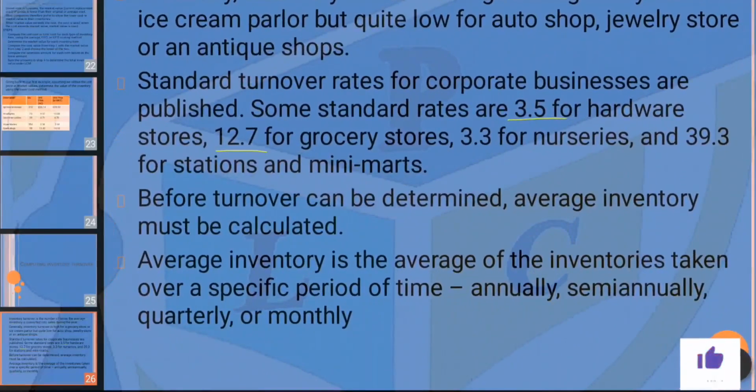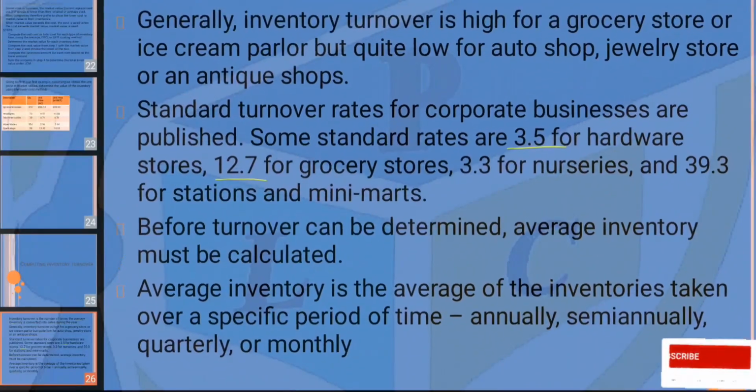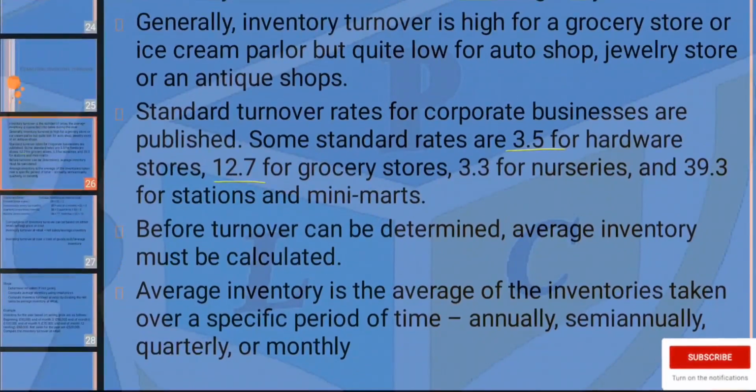So I said earlier that before turnover can be calculated, average inventory must be calculated. So what is an average inventory? As I said, average inventory is the average of the inventory taken over a particular period of time. So we are talking about the inventory that a business will have for a particular period of time. It can be annually, semi-annually, quarterly, or monthly. So that's something that we need to know when it comes to inventory turnover.